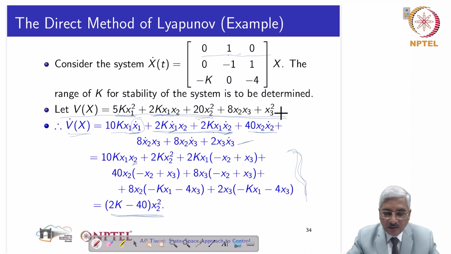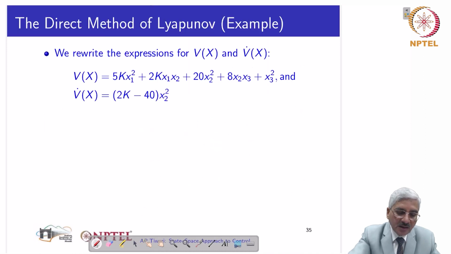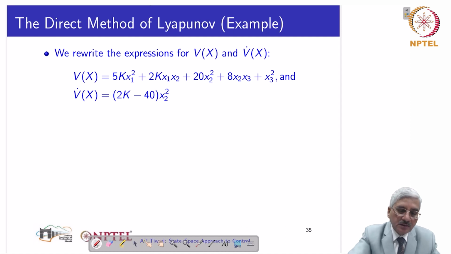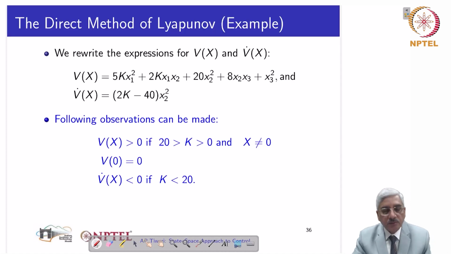Is it continuous? Yes, it is continuous. Are its partial derivatives with respect to x1, x2 and x3 continuous? Yes, they satisfy. Now is it positive definite? So let us find out. And is V dot x negative definite? These two we have to analyze. So first, positive definite. How do we do it?